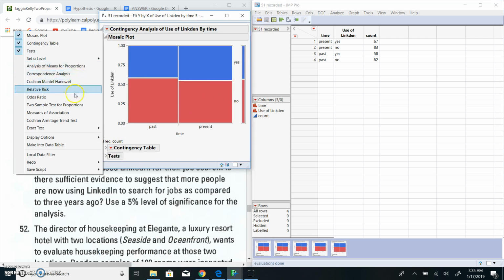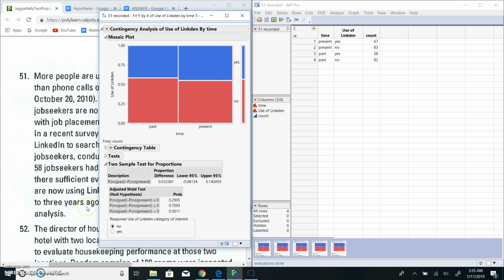Our next step is to do a two-sample test for proportions. And right away, actually, we have to change this to yes, because we care about people who use LinkedIn, not those who don't. And right away, we can see two main reasons why we should retain the null hypothesis. For one, the confidence interval right here contains 0. So 0 would be in between these two numbers.